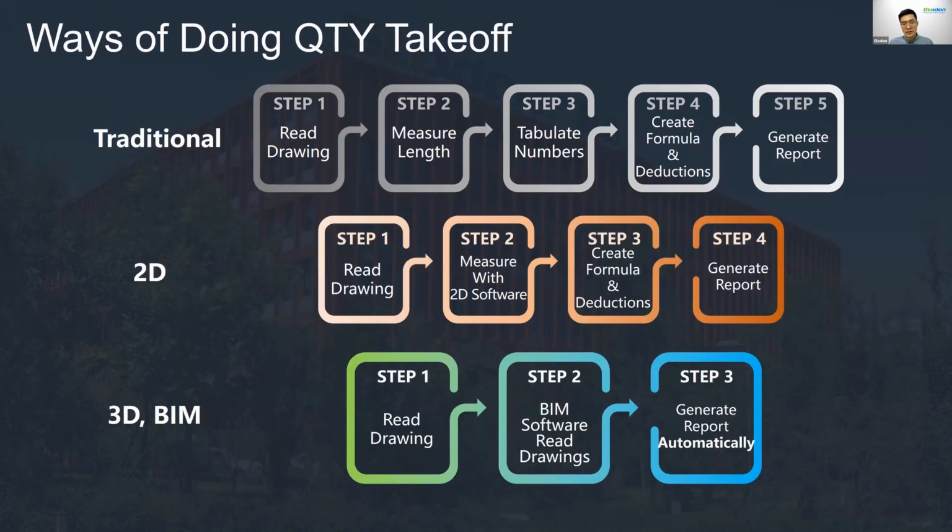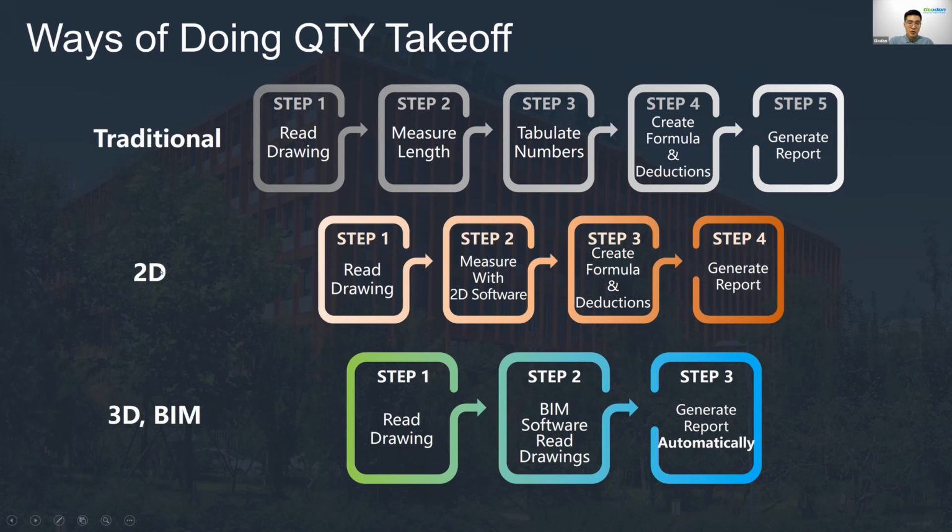Here are our different ways of doing quantity takeoff. Traditionally, it can be mainly divided into 5 steps. First of all, you get the drawing from the designer, and you have to measure the length. Tabulate all these numbers, the length, the area, the volume, and further create the formula and do the subtraction according to the measurement rules. And in different regions, you have different measurement rules. It's not that easy to memorize all of them and make your work 100% good. Finally, you have to generate the reports.